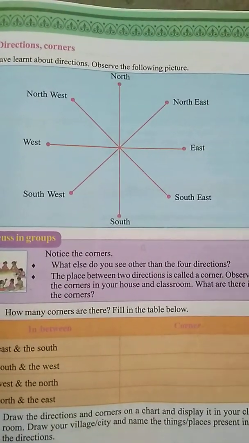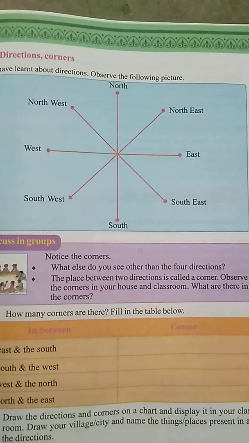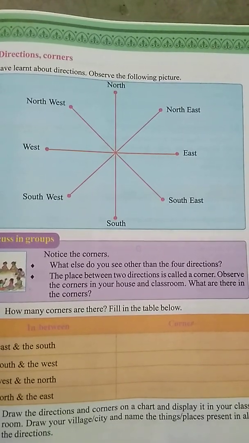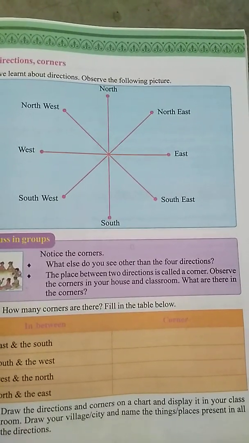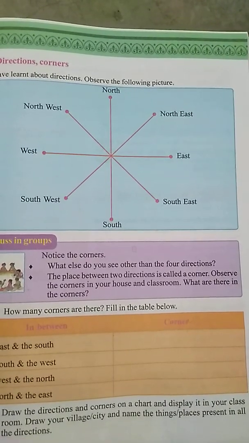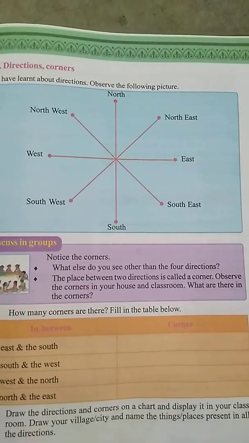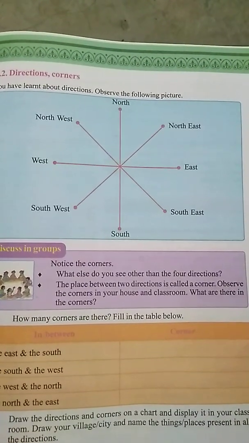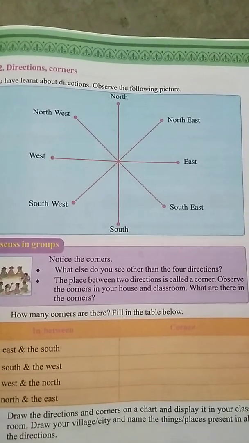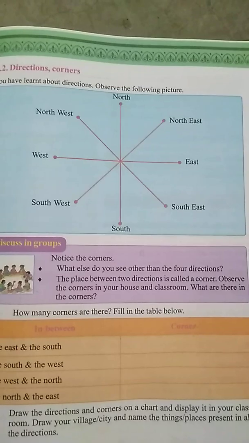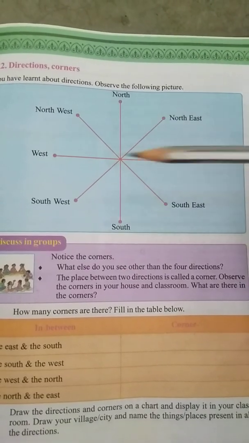But first, let's see what we learned in the previous class. What were we learning in the previous class? Yes, yesterday we learned about directions, which help us to show where places are. And I asked, there are four main directions. What are they? Yes, here in the picture you can see the four main directions: east, west, south and north.